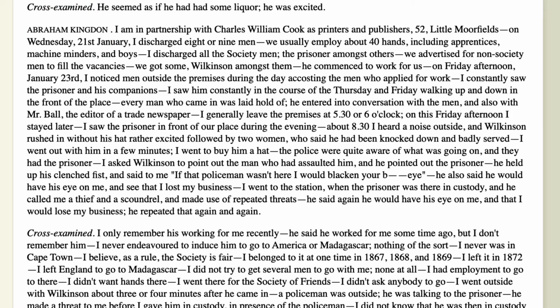Kingdon says in his testimony that at about 8:30, "I heard a noise outside and Wilkinson rushed in without his hat, again, rather excited, followed by 2 women who said he'd been knocked down and badly served." So again, this is the work of corroboration. Now we're seeing from a different source, right? Or I should say from a different person's perspective, a little bit more about what happened in the incident.